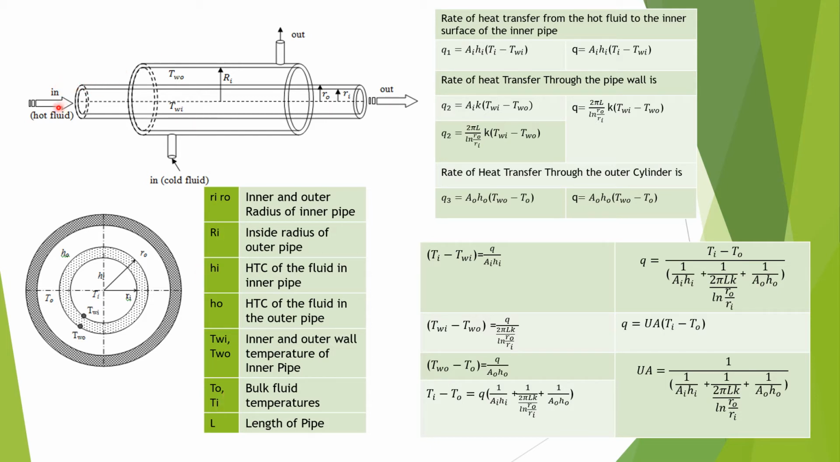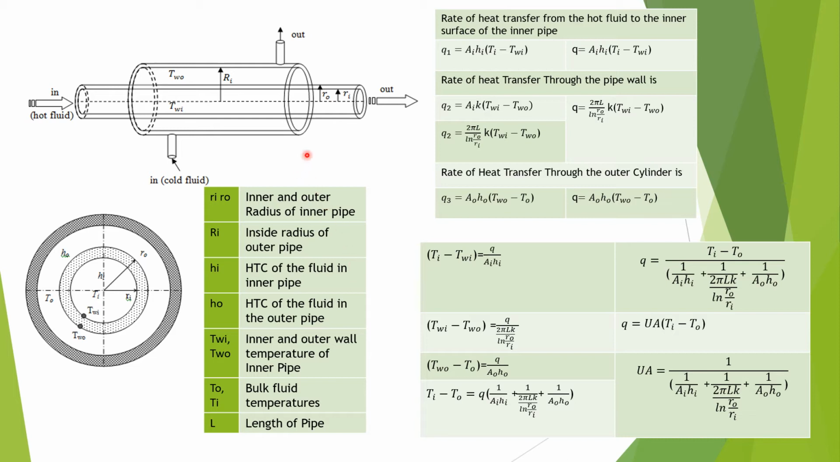And To and Ti are the bulk temperatures of the fluids. That is, Ti is the temperature of the hot fluid, that is the temperature of the fluid inside the inner pipe, and To is the temperature of the fluid in the outer pipe. And L is the length of the pipe that is available for the heat transfer. So I hope you understand this arrangement and the notations that are used for the further derivations.